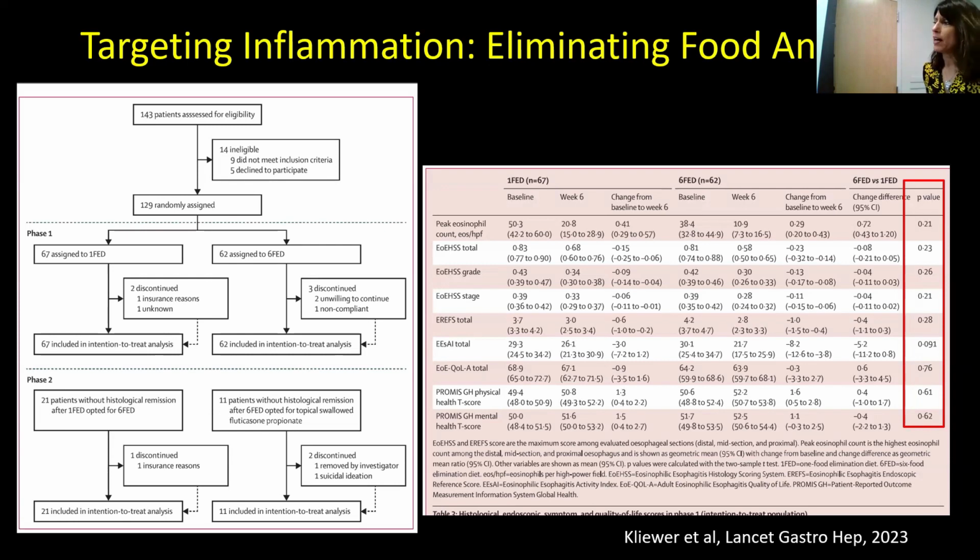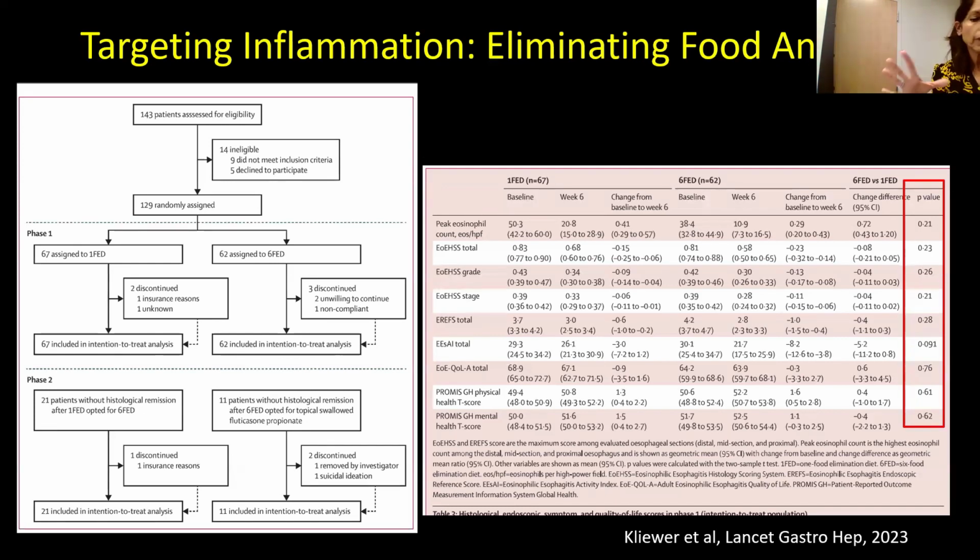This was published in the Lancet GI. This is a multi-center study that we did through CEGIR. This was before we knew about 4 food elimination diets. So this is 6 food versus milk. The upshot is, it doesn't make any difference. You don't get a whole lot more bang for your buck by avoiding more foods beyond milk.